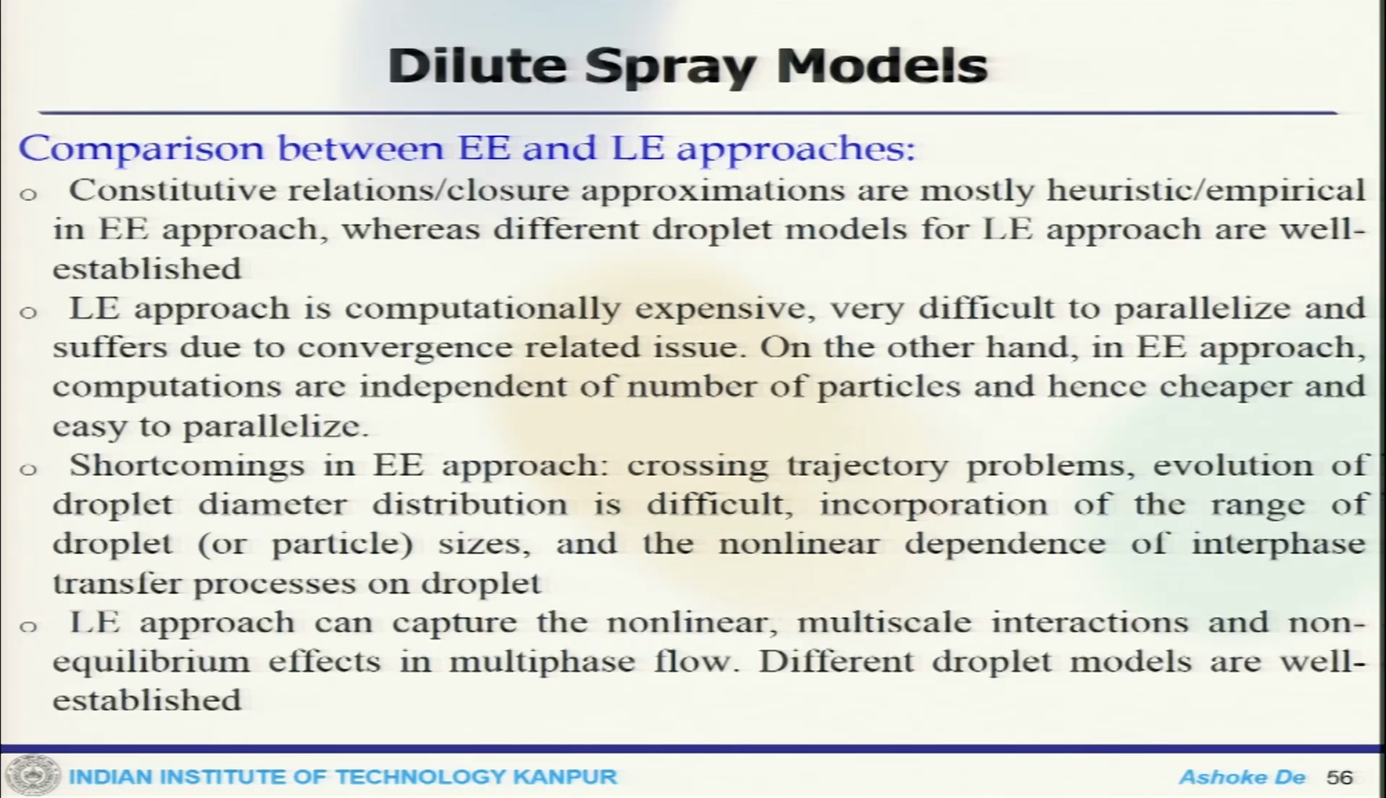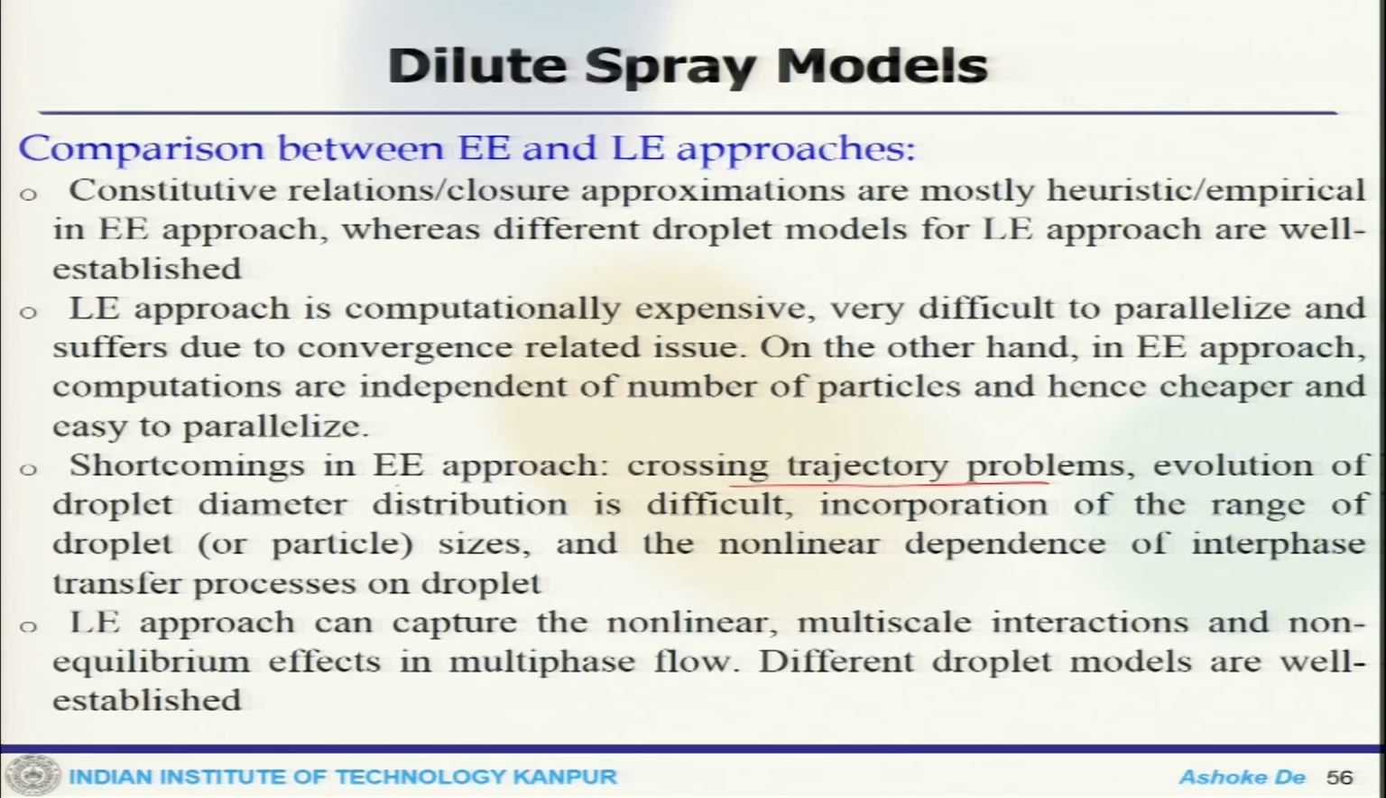but it requires a computationally higher cost. Now, one shortcoming in the Eulerian approach is the crossing trajectory problem. Evaluation of the droplet diameter distribution is also difficult. Incorporation of a range of droplet sizes and nonlinear dependence is possible, and the Lagrangian Eulerian approach can capture the nonlinear multiscale interaction. And also there are different droplet models.